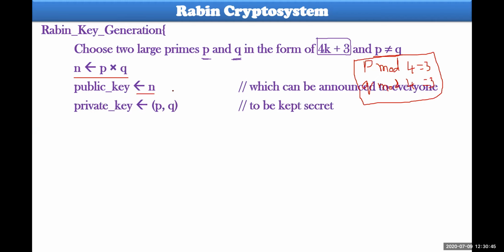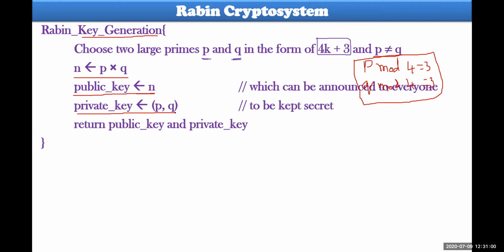So this is the way of key generation. Of course, the private key will be with him only, and the public key is announced. Then we have to return the public key and the private key. Both will be returned together. The public key will be placed onto the insecure channel, and the private key will always be with him. This is the way of generating the key using the Rabin cryptosystem.